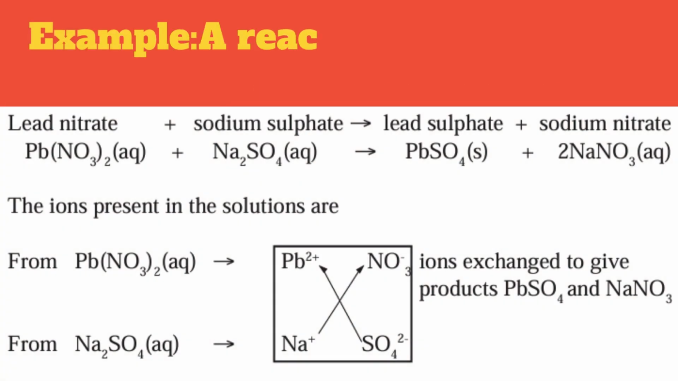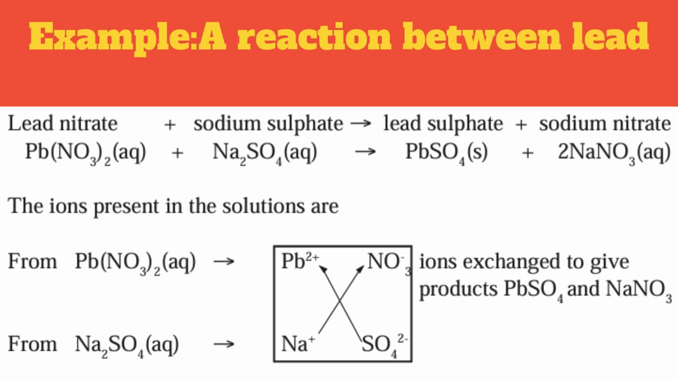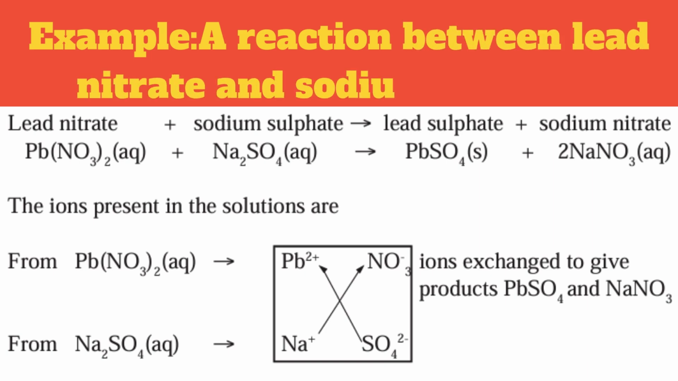Let's take an example of a reaction between lead nitrate and sodium sulfate. Both are soluble salts, and when reacted they exchange their ions to give lead sulfate and sodium nitrate respectively. Lead sulfate is the insoluble salt in this case.